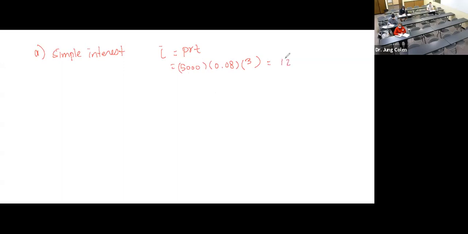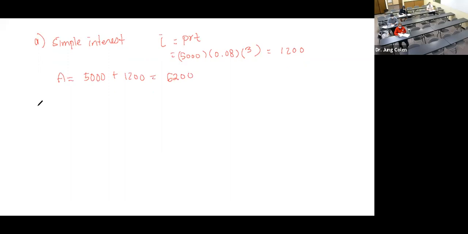1,200. That's simply just the interest, right? So how much would you get as the total amount? $5,000 and $6,200. Yes, 1,200. So $6,200 is how much you will get at the end of 3 years, right? So that's simple interest. Now let's think about compound interest.